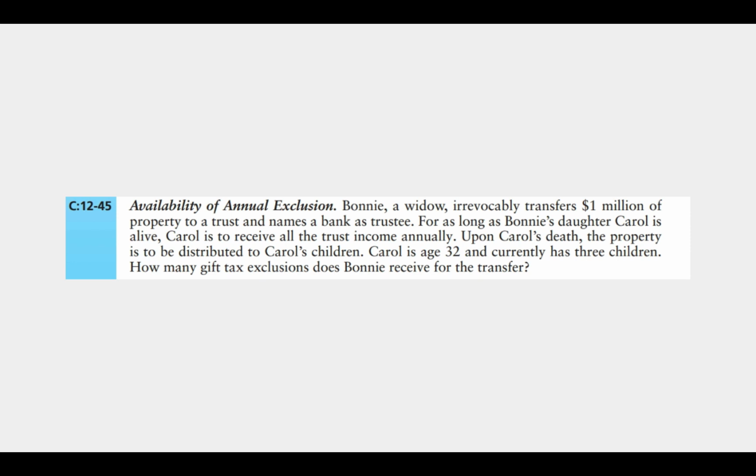All right, well, what we have here is one present interest transfer to Carol, and then we have future interest transfers to Carol's children. So when we are talking about gift tax exclusions, remember I can take a gift tax exclusion for a present interest transfer, but not a future interest transfer. So here Bonnie's going to receive one exclusion. Only Carol receives a present interest, and her children receive a future interest. So for those 3 children that receive a future interest, I don't get to take an exclusion. I only receive one exclusion.